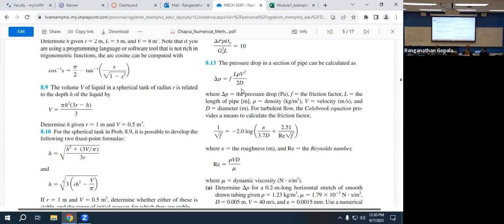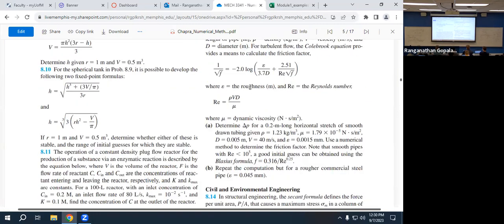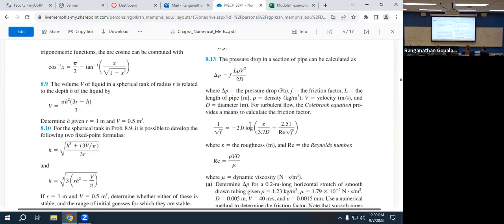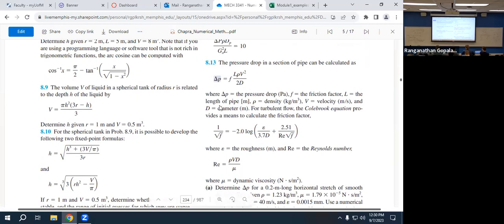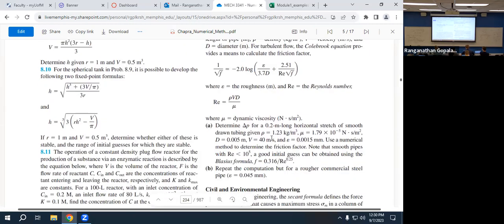After reading the problem, you have the equation set up here. What does part A say? Determine delta P. It doesn't talk about determining F. It doesn't talk about friction factor calculation. It directly says calculate delta P according to the first equation. So I will be looking for delta P, not for friction factor.